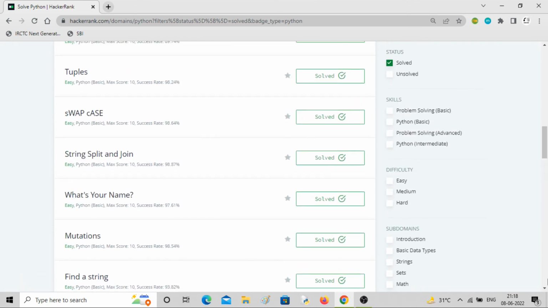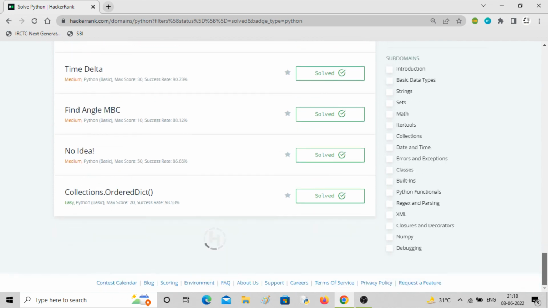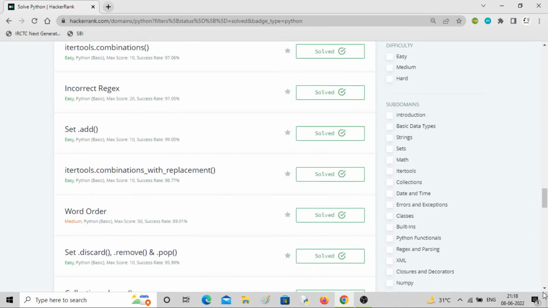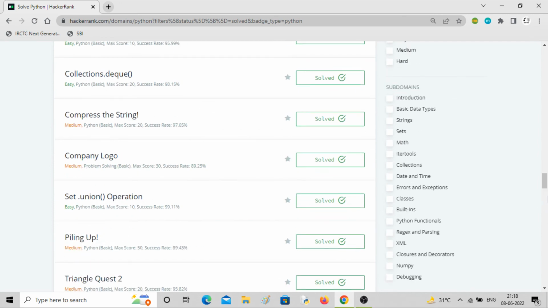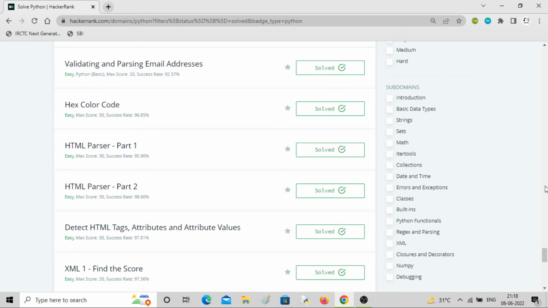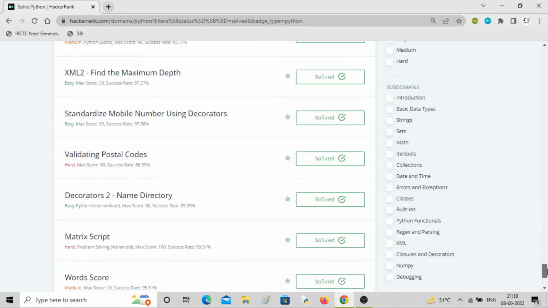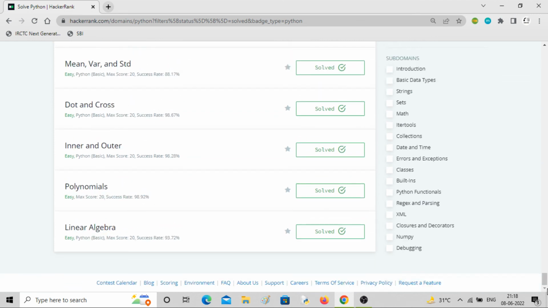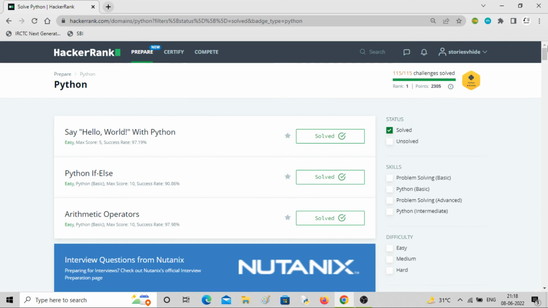Okay, all are solved, all are solved, all are solved. So hopefully you have enjoyed this whole series, and now we are at rank 1, you can see here, and we also have a 5-star now.